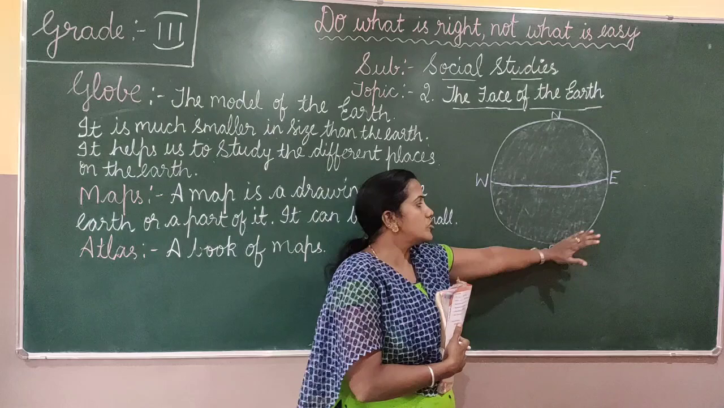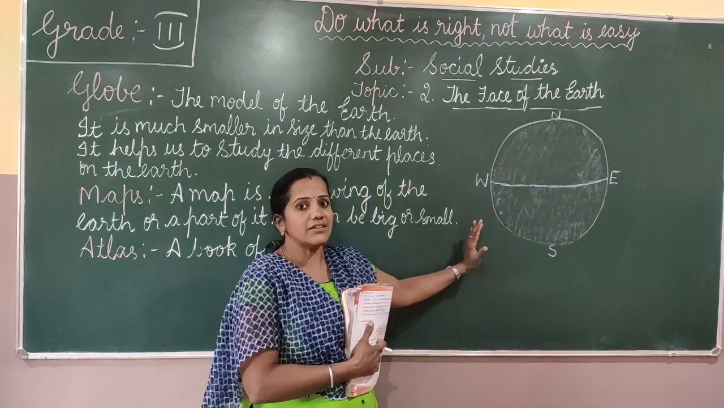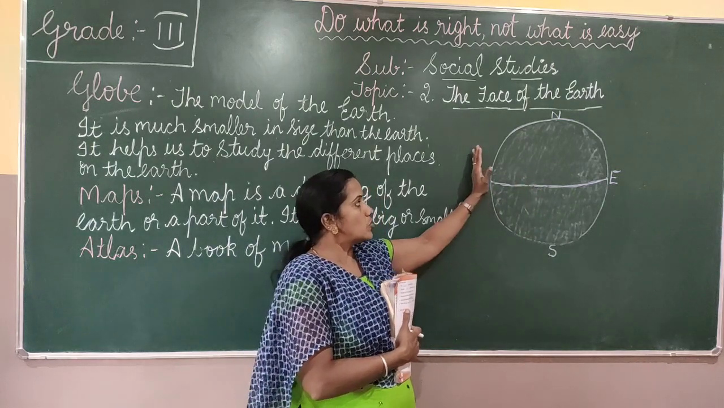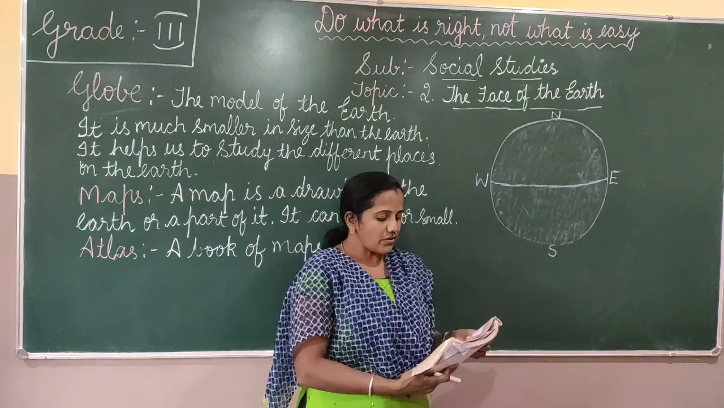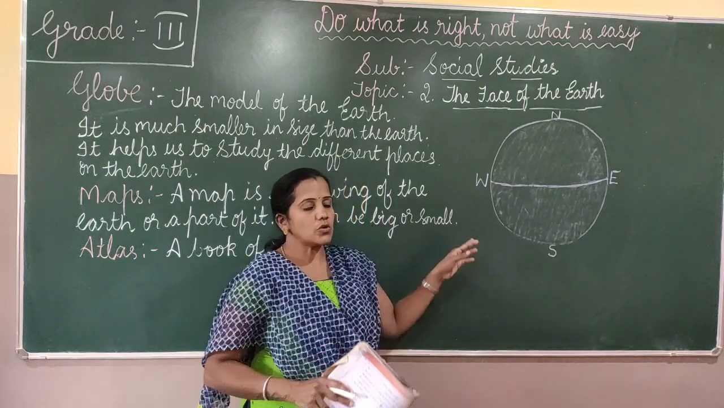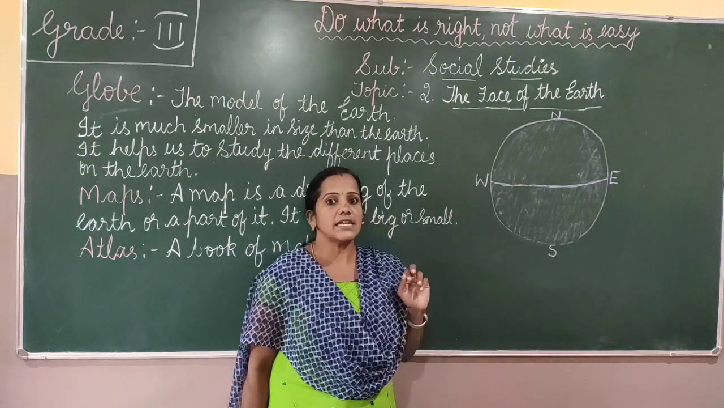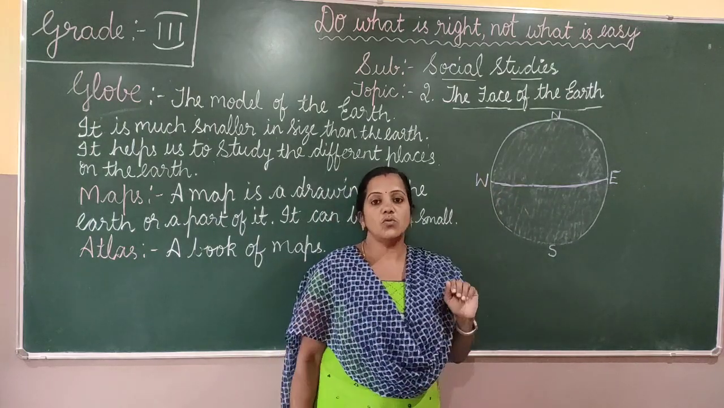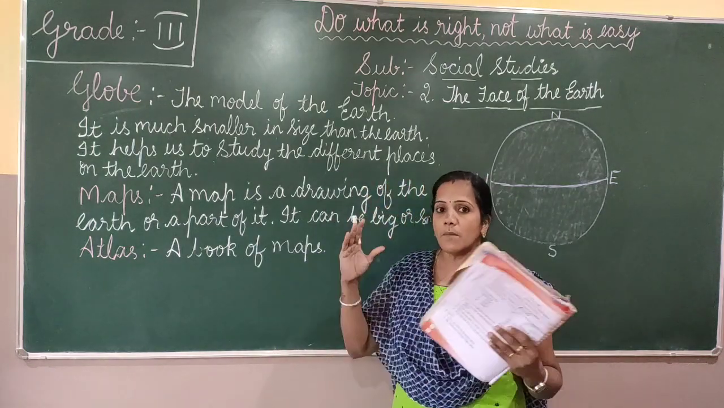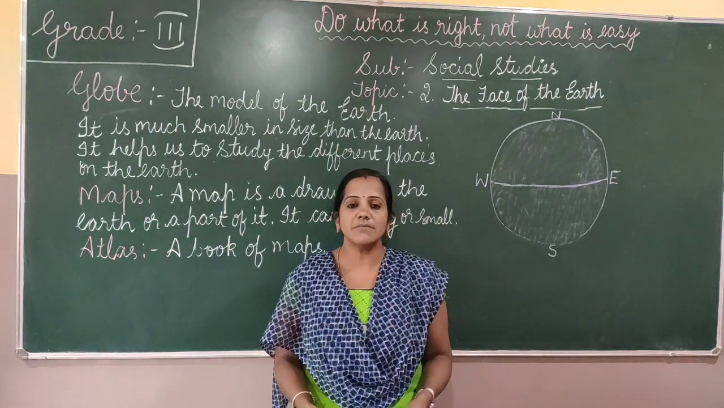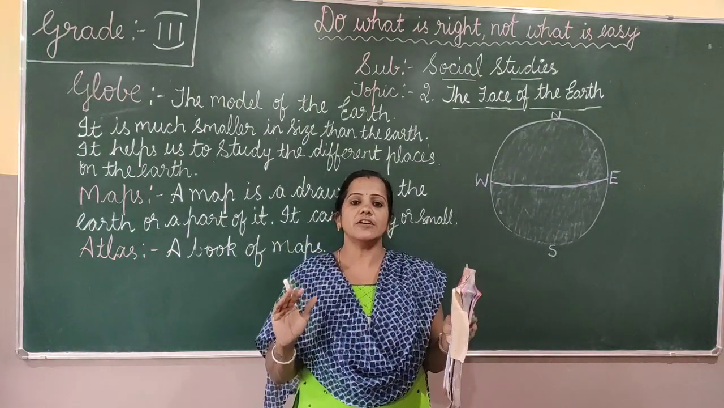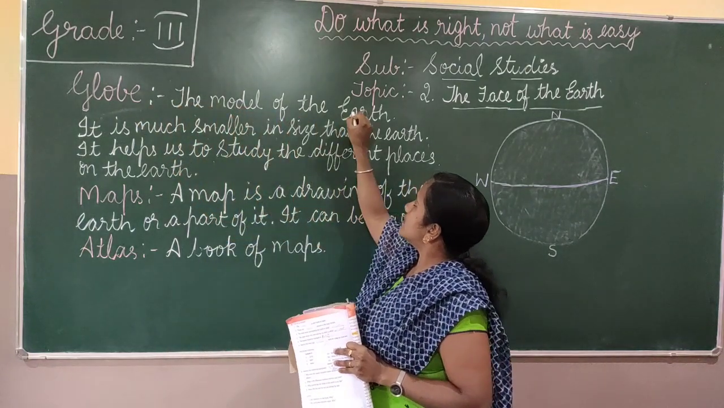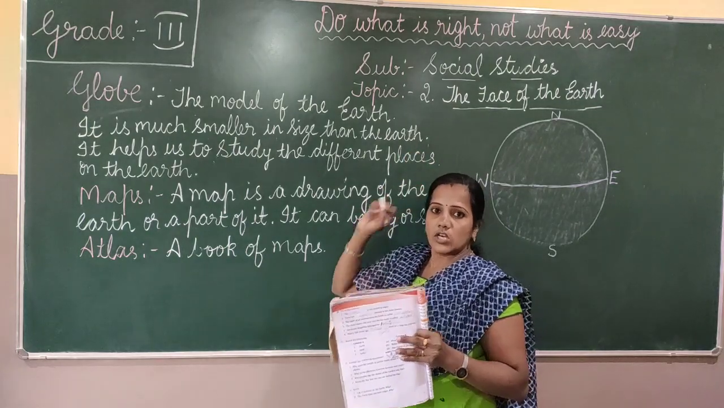The earth is a very huge ball, and it is very difficult for us to study about the earth because we would have to go to all the places. So we will make a model of the earth. The model of the earth means the same shape as the earth. So the model of the earth is called a globe.